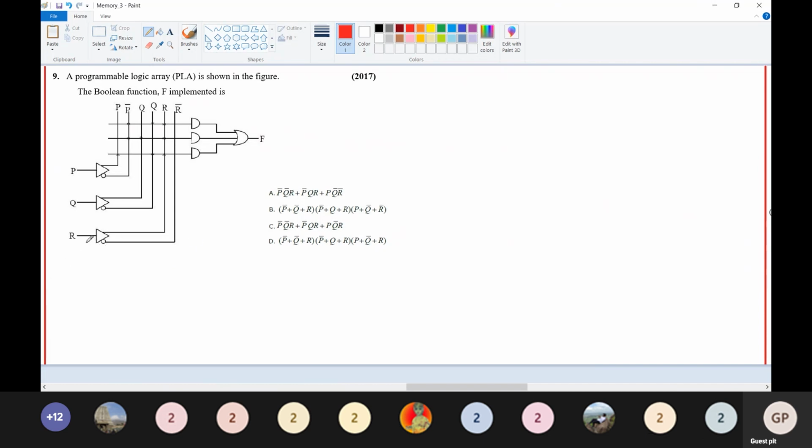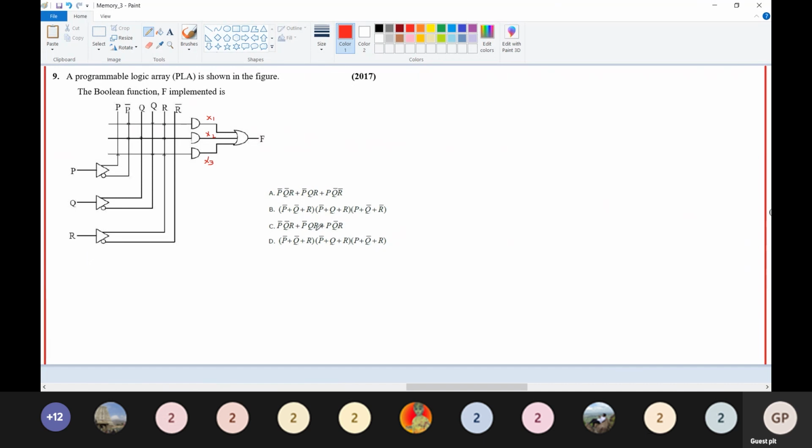So now we are going to first find the product terms for the three product terms. I'm going to take this as x1, and take this as x2, and this as x3. As we know, in a PLA we have an AND array and an OR array. Here in PLA, both the AND array and the OR array are programmable.